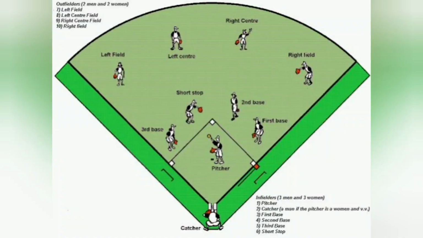In a fast pitch game, there are three defensive positions which the outfielder can choose to take over: the left field, the right field, and the center field. However, in a slow pitch game, there are four choices which the outfielder can choose from: the left field, the left center field, the right center field, and the right field.